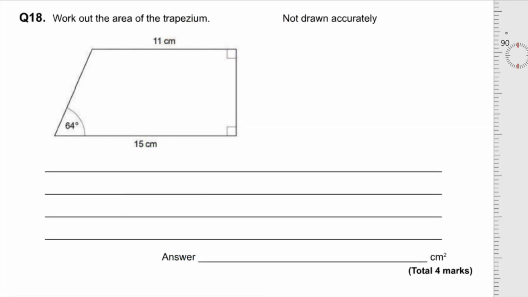Question 18, work out the area of the trapezium. Okay, so to work out an area of a trapezium, we need to know, what's the formula? Area is equal to a half (A plus B) times H. Okay, so we know A, it's that one. We know B, it's that one. Do we know H? No, we don't. That's the one we're missing at the moment. That's the height there that we need. Okay, so we need to work out the height.